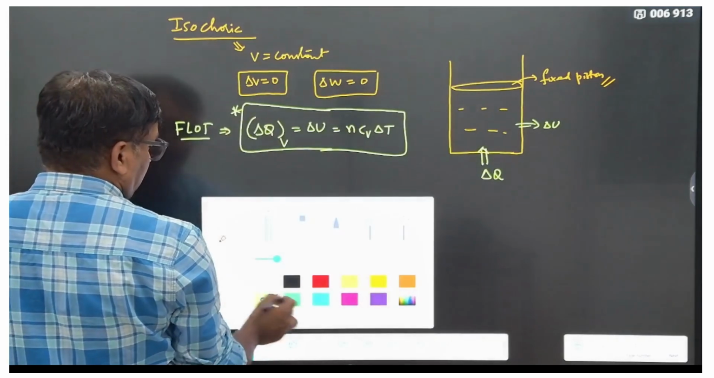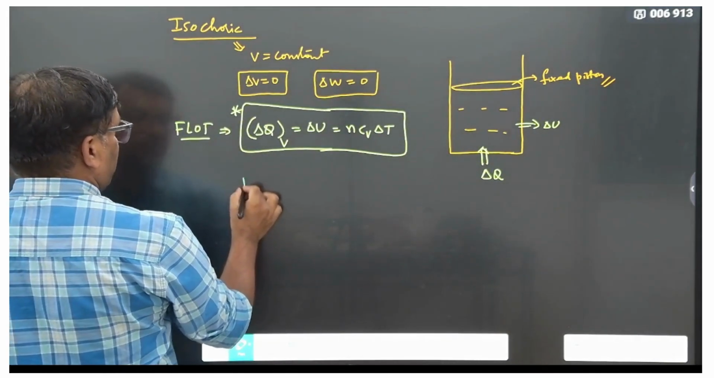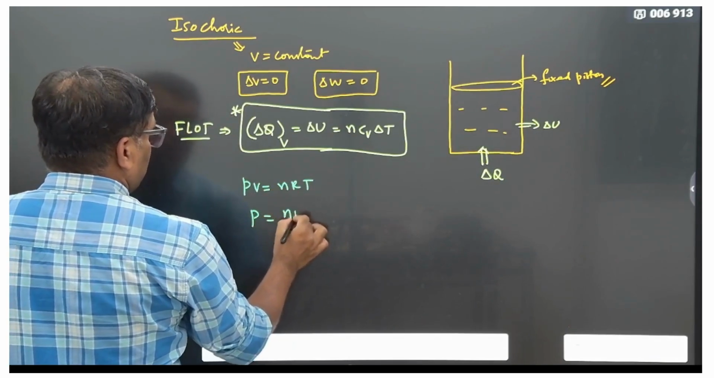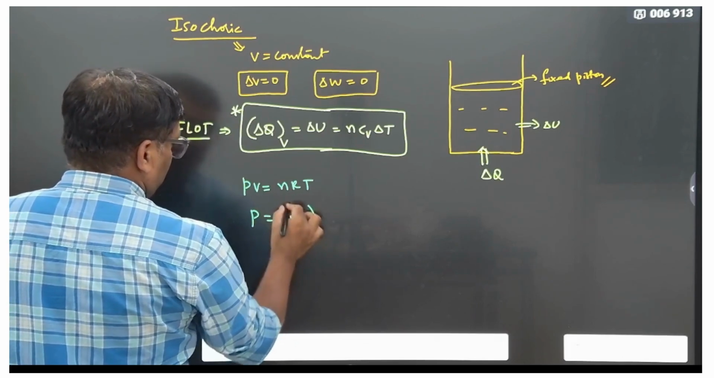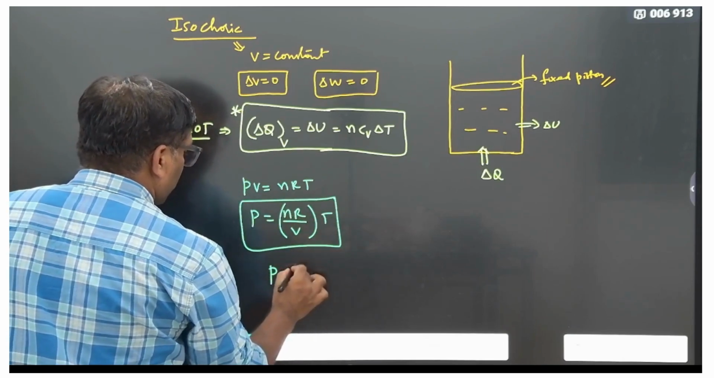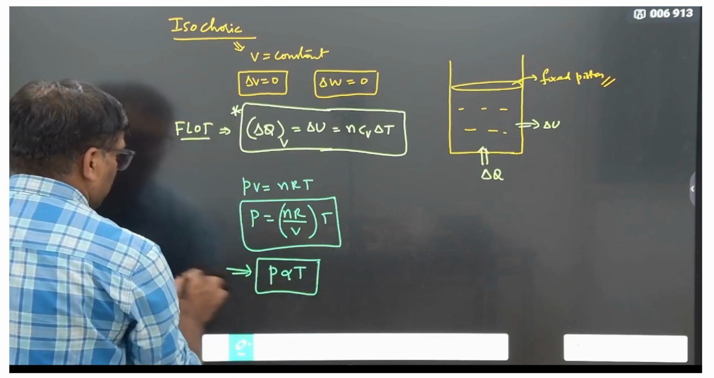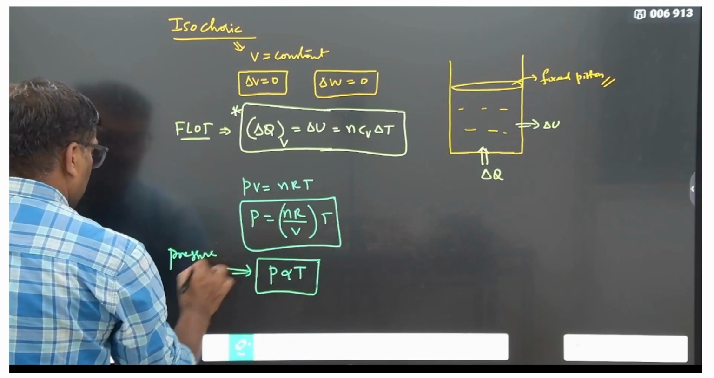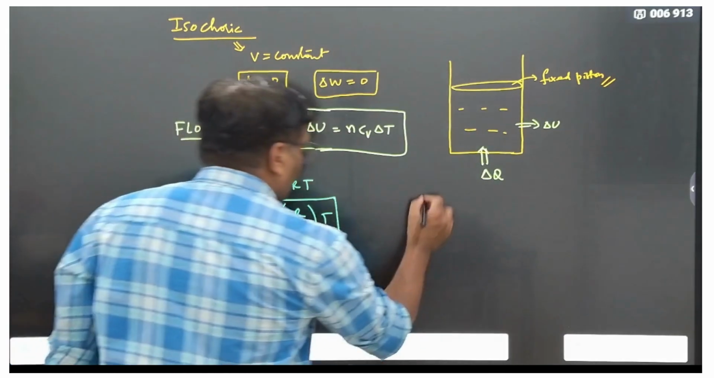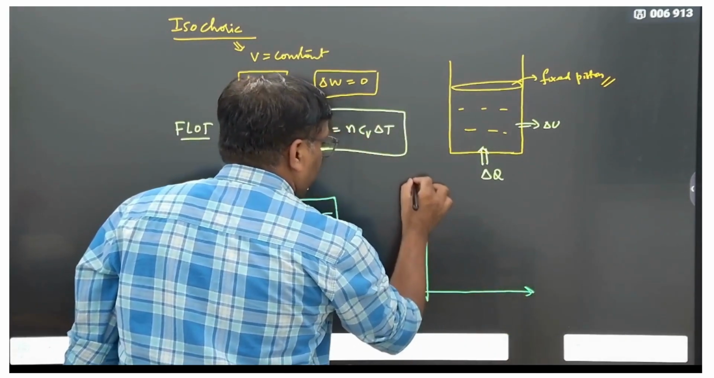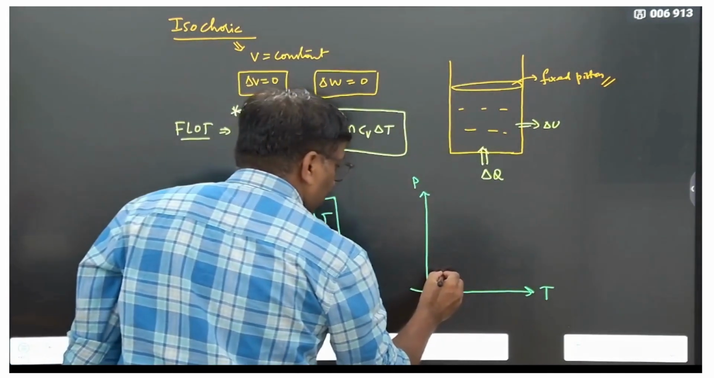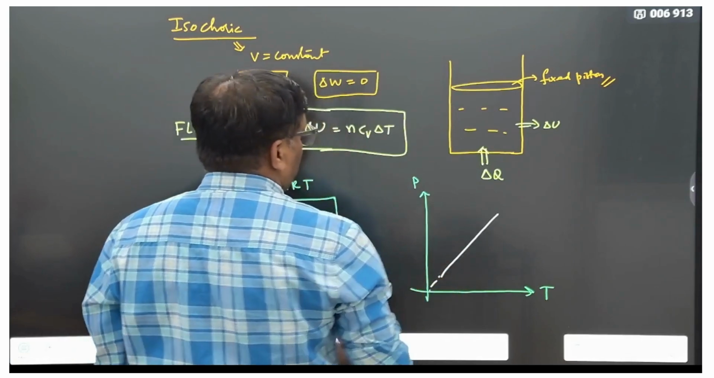So what will be the equation here? PV is equal to nRT, volume is constant, so P is equal to nR by V into T. Therefore here pressure is directly proportional to temperature. This is nothing but the pressure law. Clear? So this is the pressure law. What will be the graph here? The pressure and temperature variation is exactly the same as before, passing through the origin.